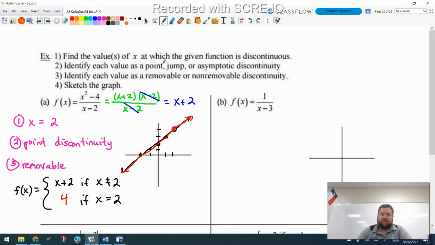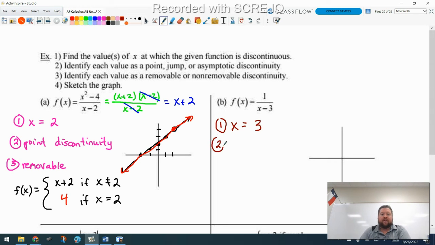All right, next one, we have a denominator. This time the denominator cannot be canceled out. Just like the last one though, anytime you have a denominator, whatever number you could plug in to get 0, that is a discontinuity. So that is our answer to number 1: x equals 3.